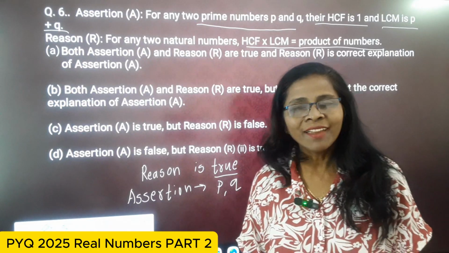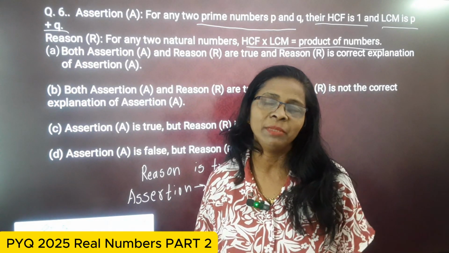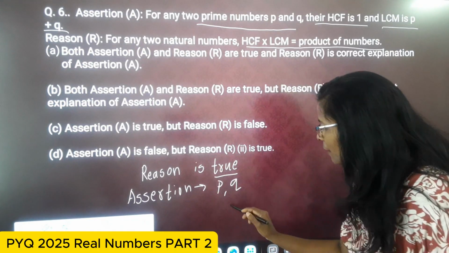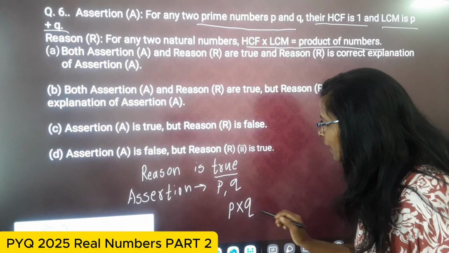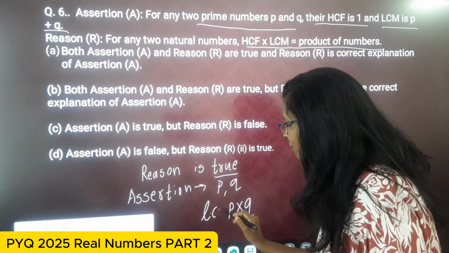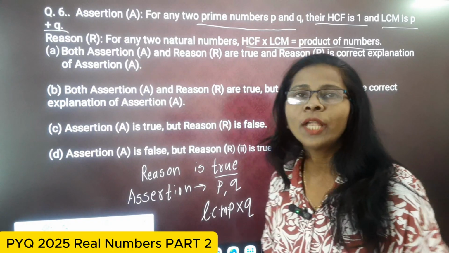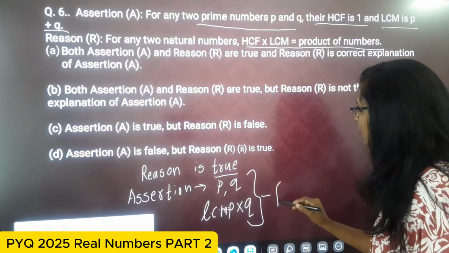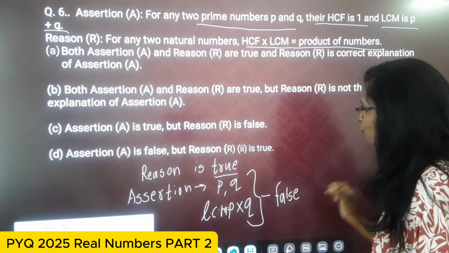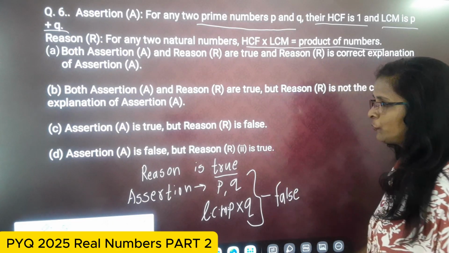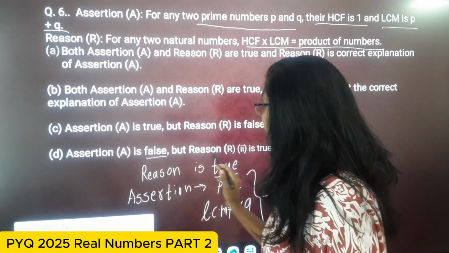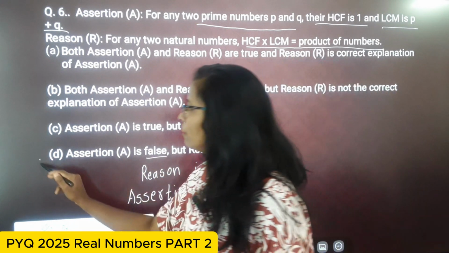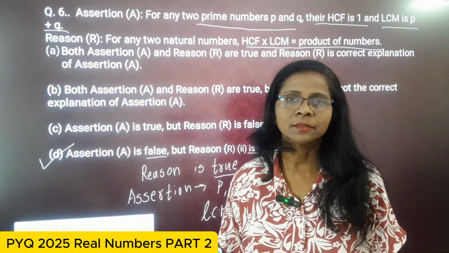No, students, never. The LCM does not come as P plus Q. The LCM comes as P multiplied by Q if the HCF is 1. So that means the assertion is false and the reason is true, and the correct option is D.